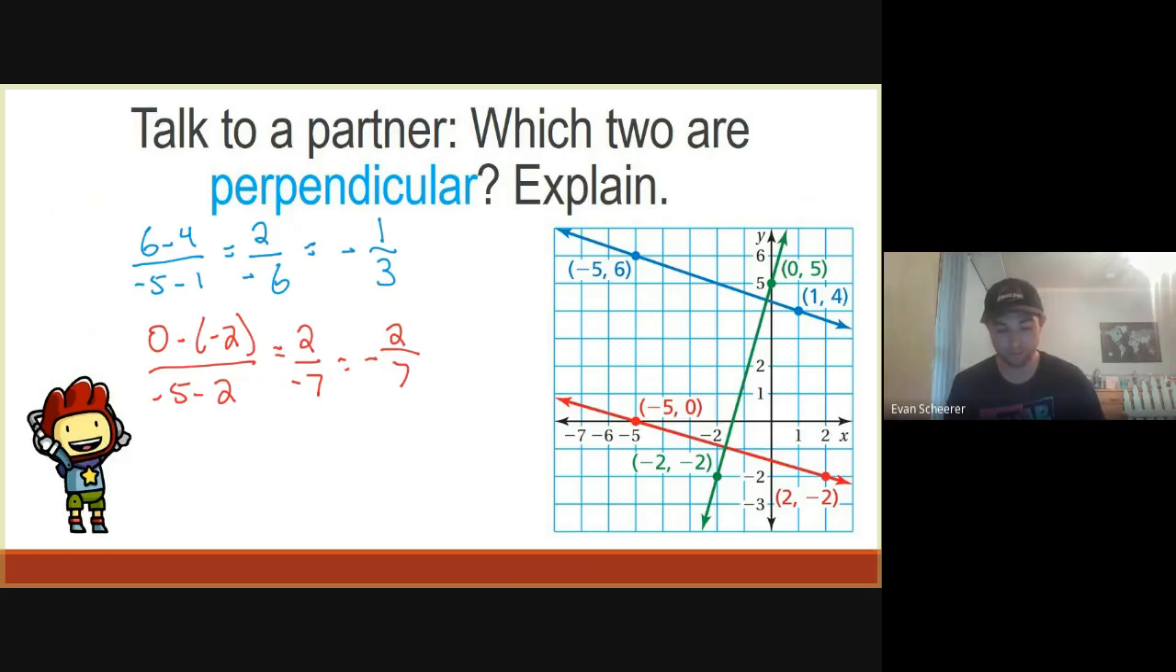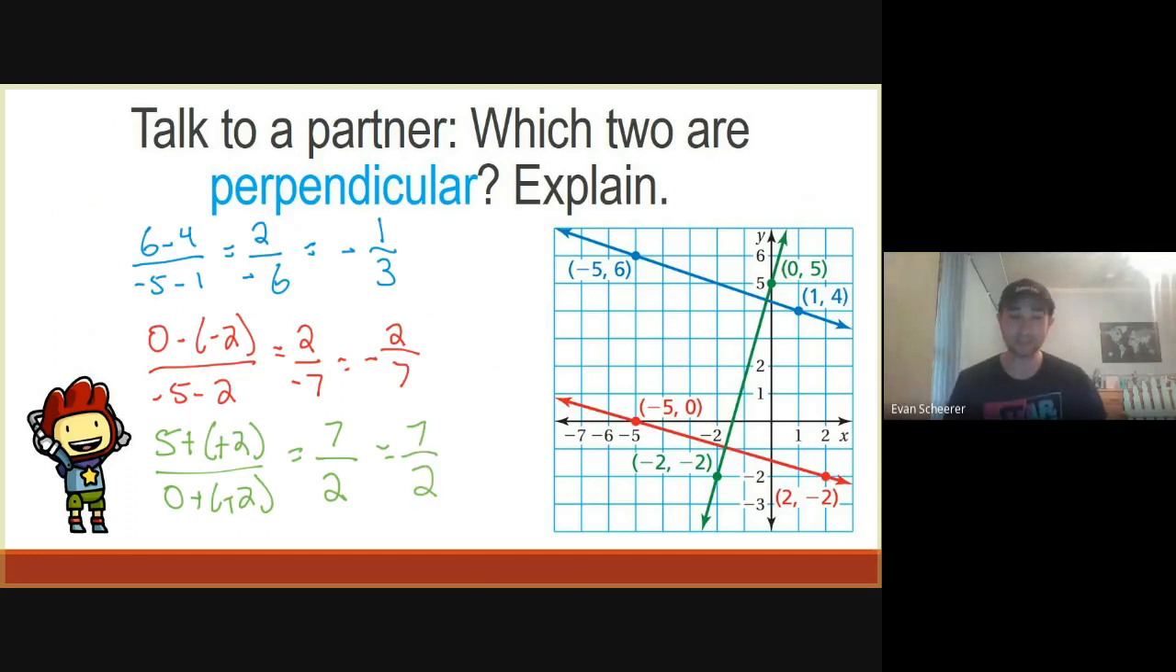The green one's the most important one, right? So we're going to do 5 minus a -2. And then we're going to do 0 minus a -2. Well, 5 minus -2 is the same as 5 plus 2, which is 7. 0 minus -2 is the same as 0 plus 2, which is 2. So therefore, we get 7 over 2.